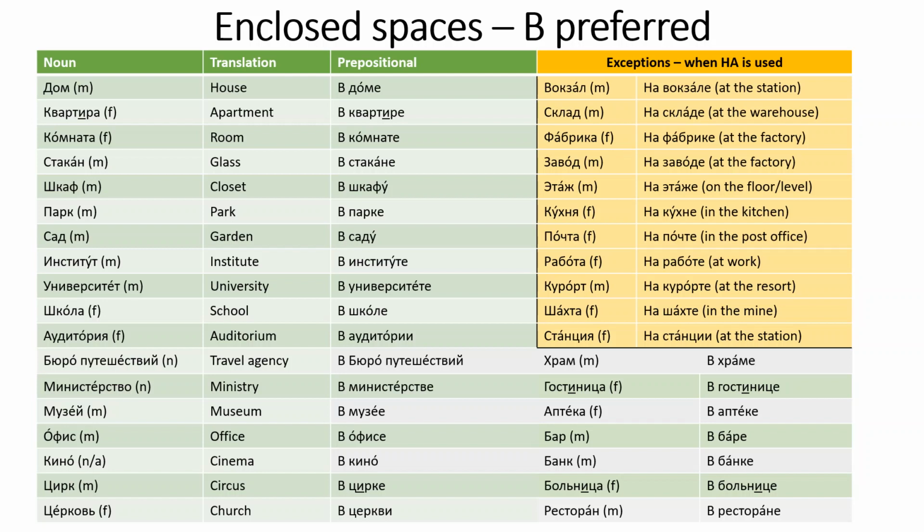We have vokzal and stancija, which both mean station. The only difference is that vokzal is generally a larger station, and stancija can refer to a small station with just one platform, a smaller place. Vokzal is like a main train station.